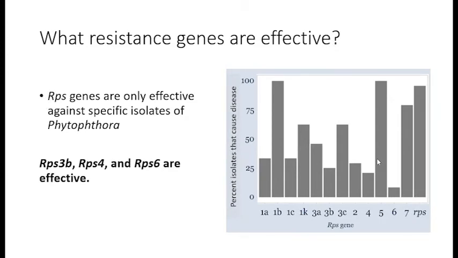But there's some very effective. On the other hand, RPS3B, 4, 6 are pretty good. Others that are very common, such as 1K, it seems like the efficacy of that gene is falling down. It's less than 50% these days with the current samples, right? So if you have the RPS 1K gene, the chances that it's going to work for you are less than 50%.